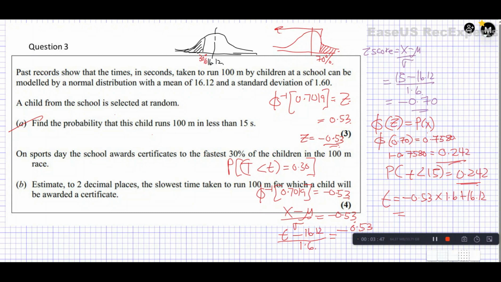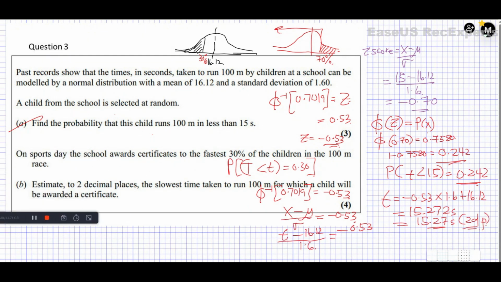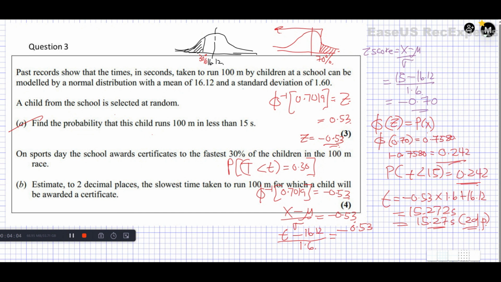and the answer that I got was 15.272 seconds. Okay, which is 15.27 to 2 decimal places. Okay, the marking scheme gave answer as either 15.28 or 15.29. Probably that's using calculator. Okay, but if you don't use calculator, you use the table, you can still do it, and I think you'll still get a full mark for this.